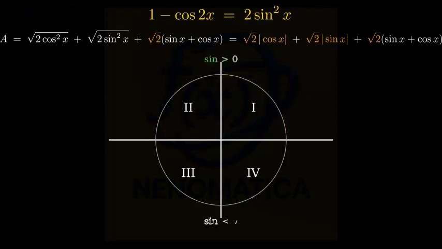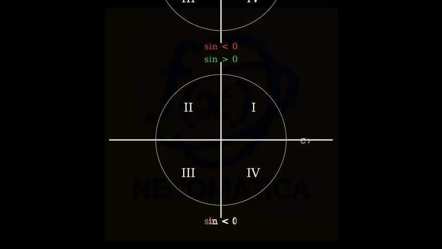In quadrant 1, sine and cosine are both positive. In quadrant 2, sine is positive and cosine is negative. In quadrant 3, both are negative, and in quadrant 4, cosine is positive and sine is negative. Let us simplify a in each quadrant. First quadrant, from 0 to pi over 2.